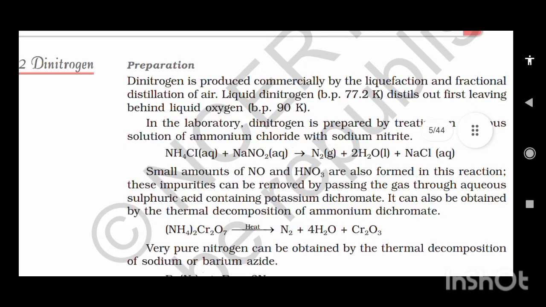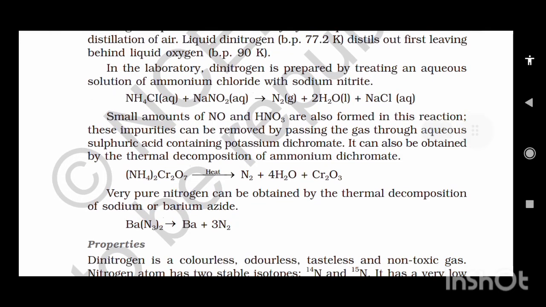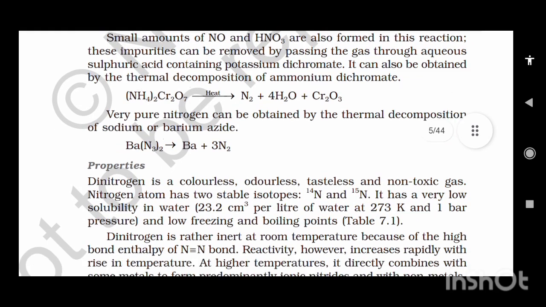Preparation of dinitrogen. Dinitrogen is produced commercially by the liquefaction and fractional distillation of air. Liquid dinitrogen distills out first, leaving behind liquid oxygen. In the laboratory, dinitrogen is prepared by treating an aqueous solution of ammonium chloride with sodium nitrite. Small amounts of NO and HNO3 are also formed in this reaction. These impurities can be removed by passing the gas through aqueous sulfuric acid containing potassium dichromate. It can also be obtained by the thermal decomposition of ammonium dichromate. Very pure nitrogen can be obtained by the thermal decomposition of sodium or barium azide.